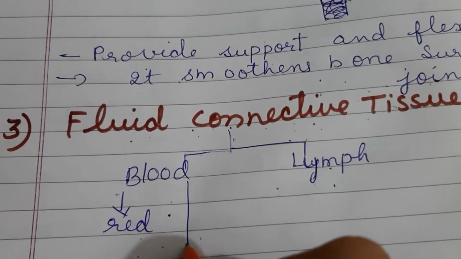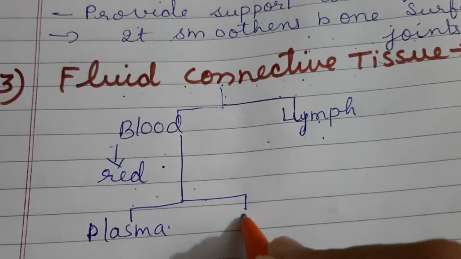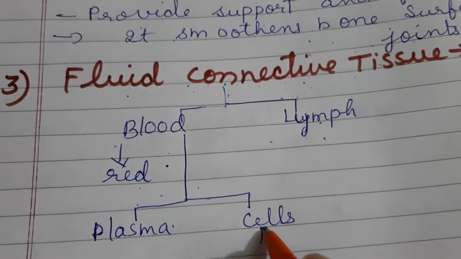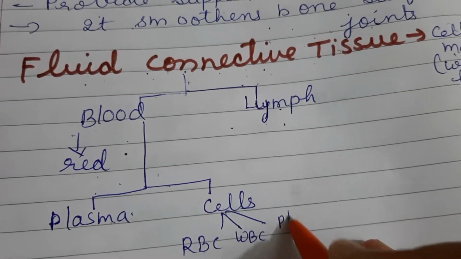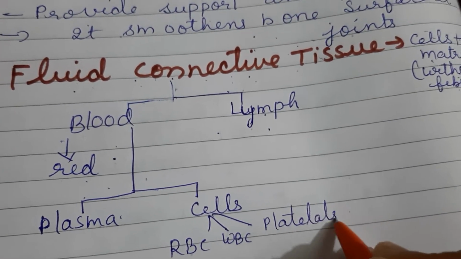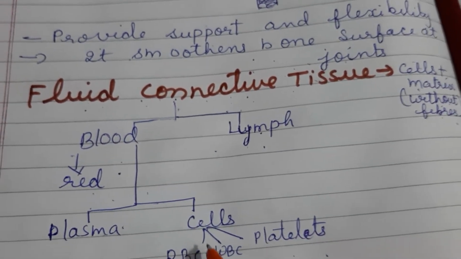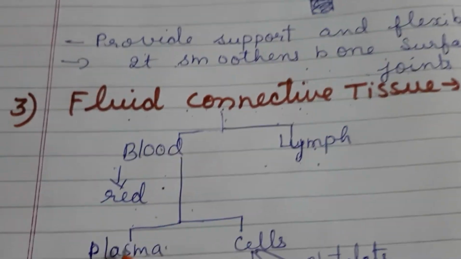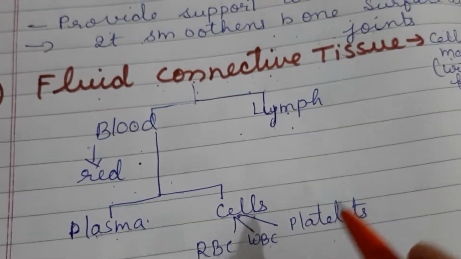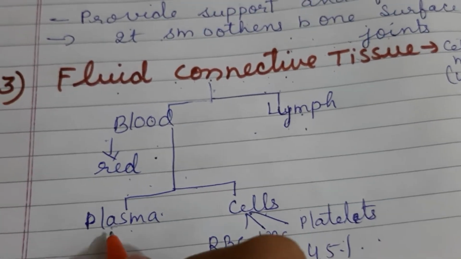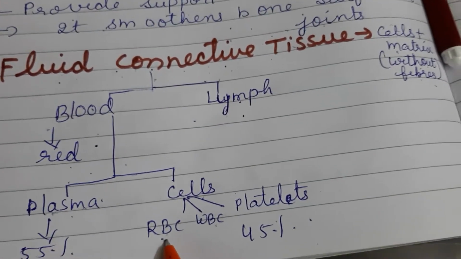What is the composition of the blood? If we see the composition of blood, the blood has plasma, that is the liquid part, and the cells. Now these cells are again of three types. You all know RBCs, WBCs and the platelets. These are the three types of cells which are present in the blood. So blood consists of plasma and the cells, RBC, WBC and the platelets. These cells form 45% and the plasma forms 55% of the blood by volume, right?